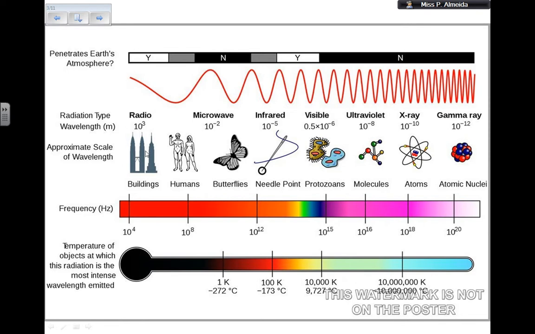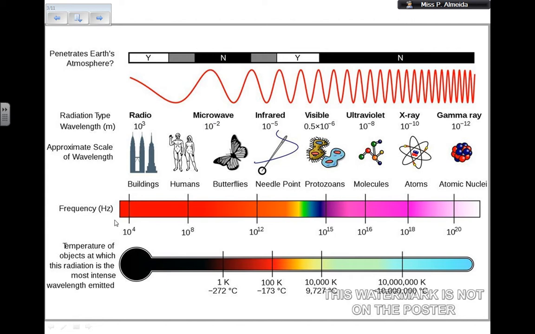And here you have an approximate scale of the size of their wavelength, okay? So atomic nuclei for gamma rays, atoms for X-rays, molecules for ultraviolet, for visible light you have small organisms, bacteria for example, for infrared the needle point, for microwaves butterflies, and for radio the size of humans or buildings, okay?